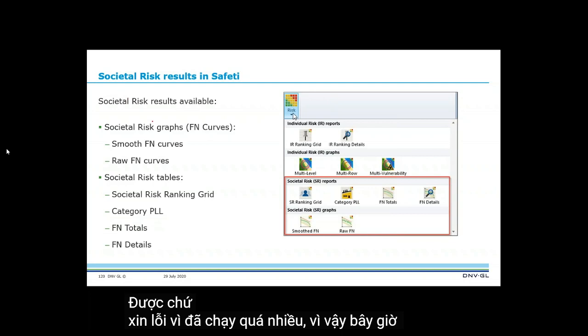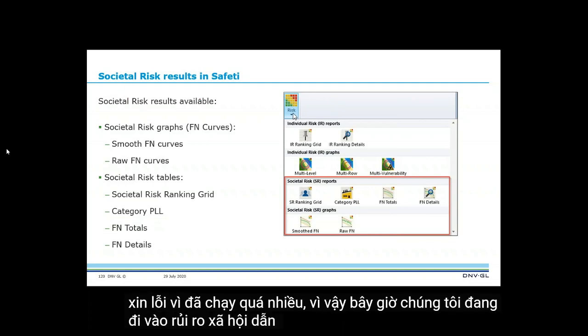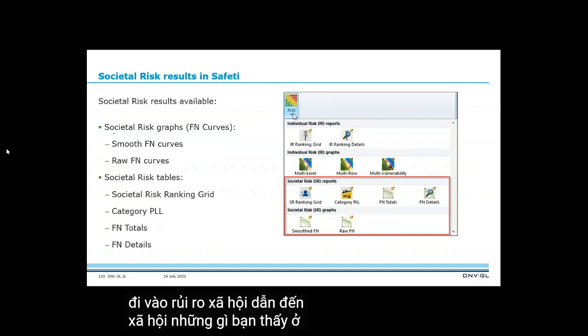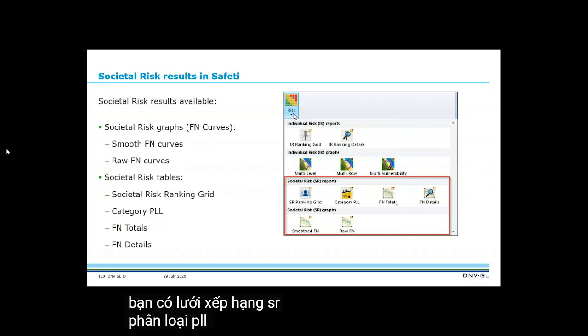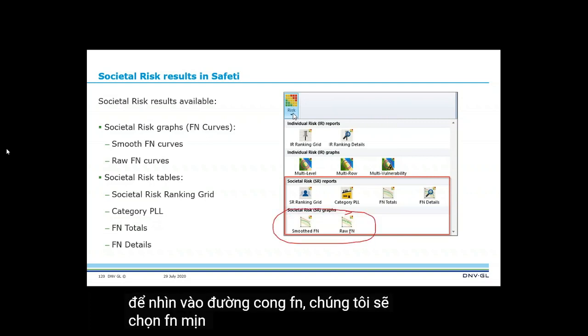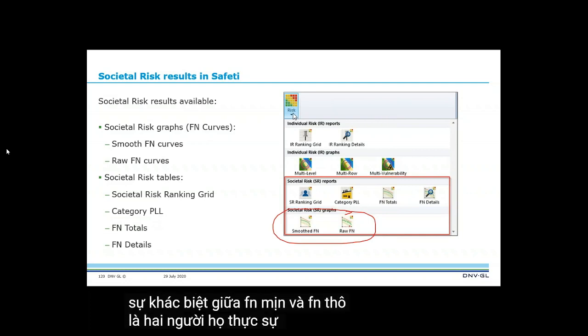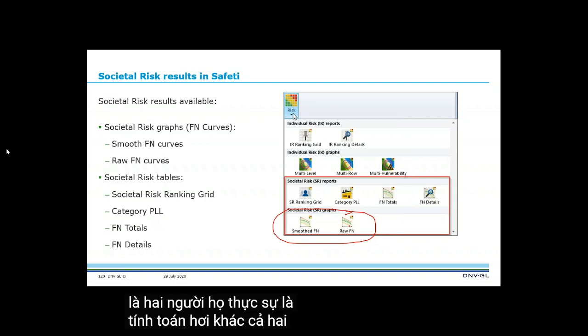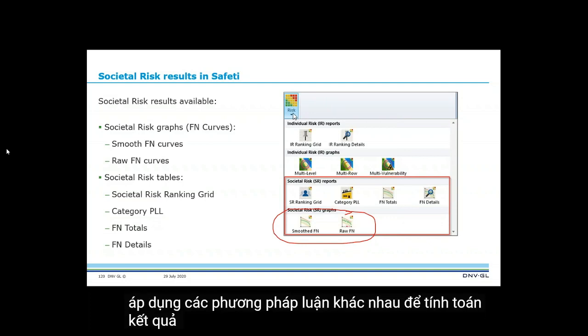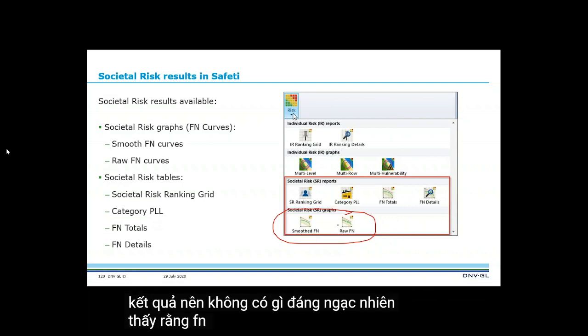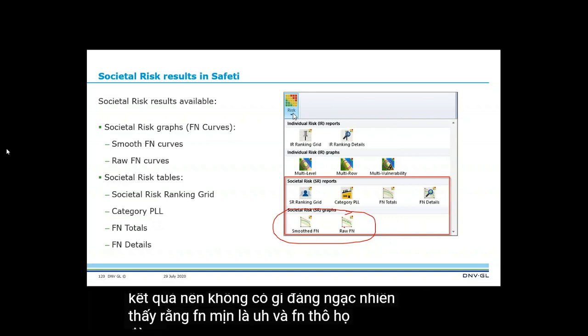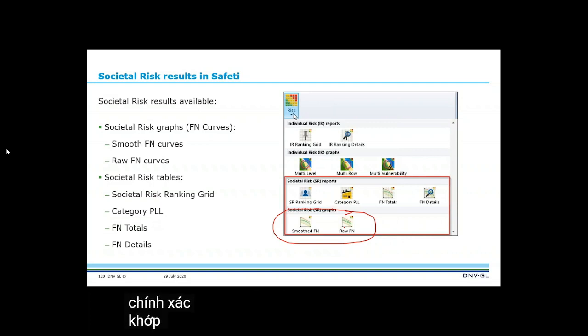Sorry for overrunning. Now we are going into the societal risk results in Safeti. What you see here is the SR ranking grid, the category PLL, the FN totals, and FN details, the smooth FN and the raw FN. To look at the FN curve, we would either choose smooth FN or raw FN. The two are calculated slightly differently, applying different methodologies, so it's not surprising that smooth FN and raw FN do not exactly match each other.